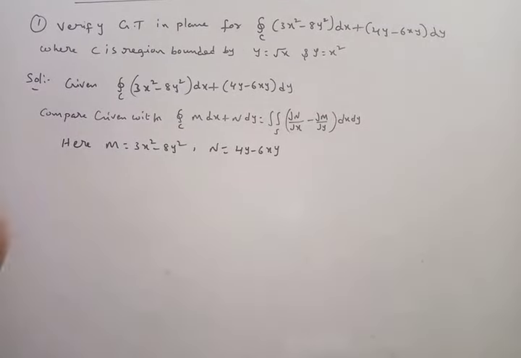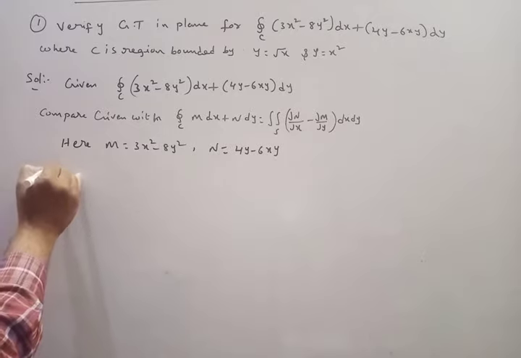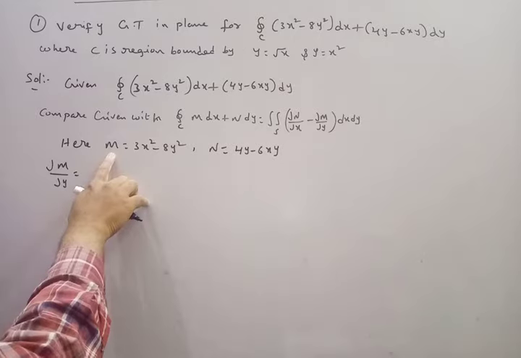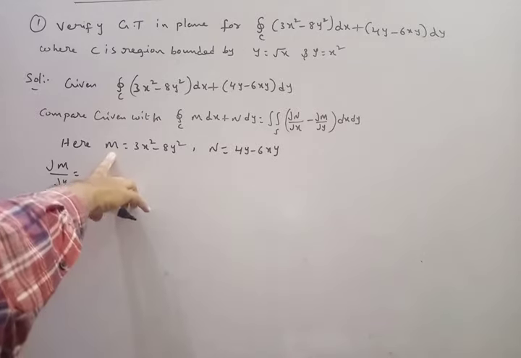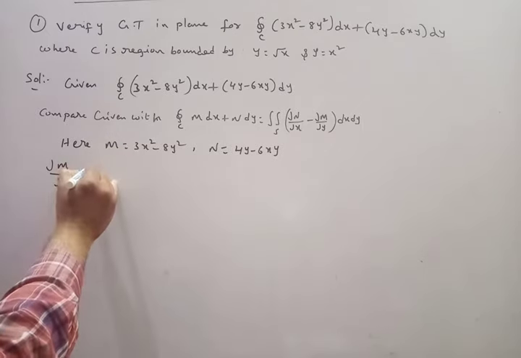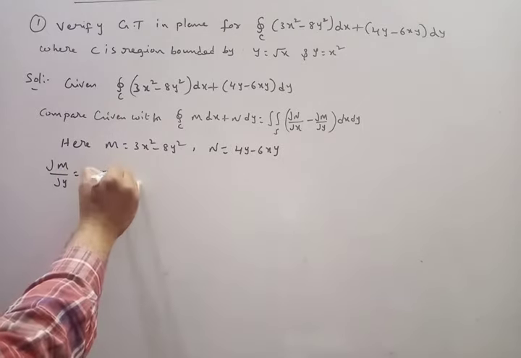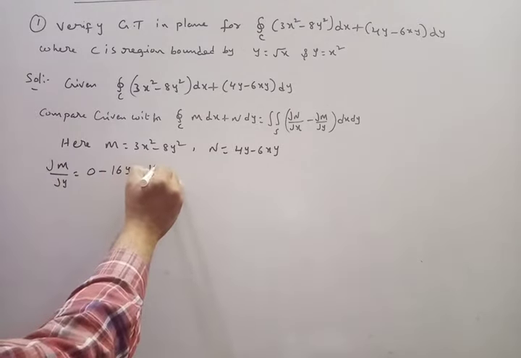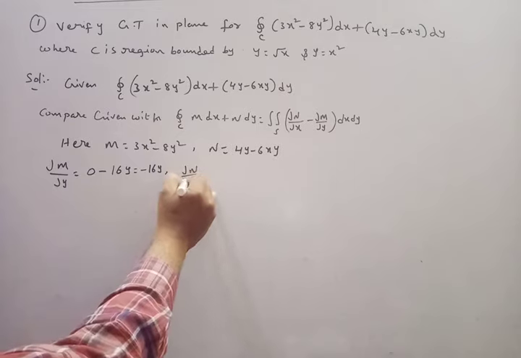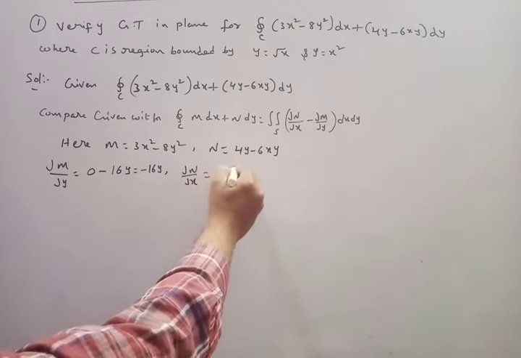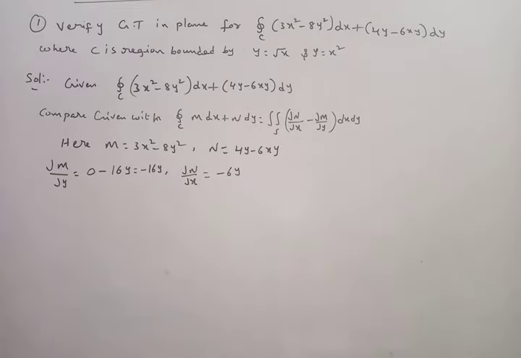Now what do we have to find? We have to find dou m by dou y. So differentiate m with respect to y partially. Dou m by dou y: no y in the first term, 0. Y square gives 2y, 8 into 2y is 16y, so I get minus 16y. Next we have to find dou n by dou x. No x in the first term, 0. X gives 1, so I get minus 6y. So I got dou m by dou y and dou n by dou x.